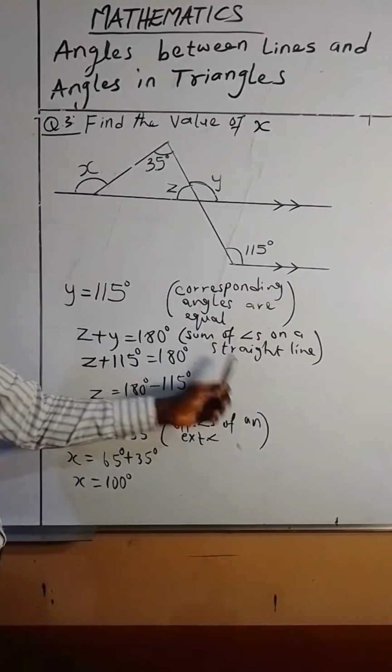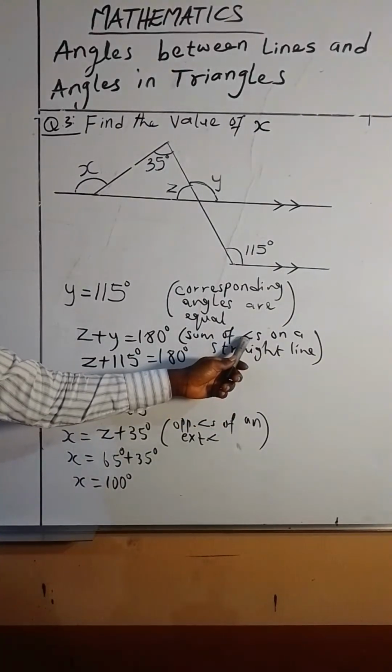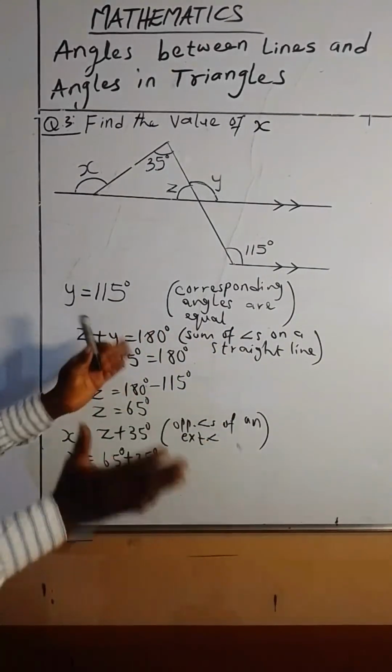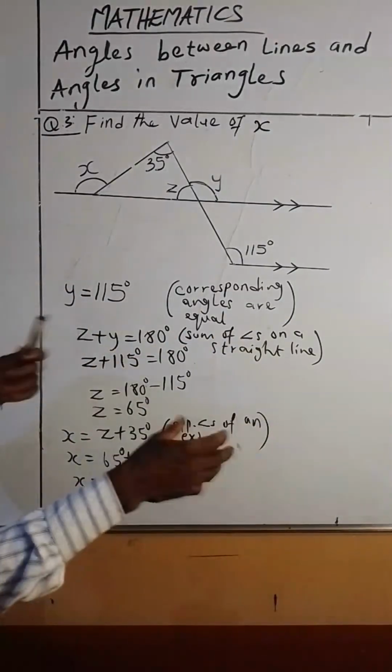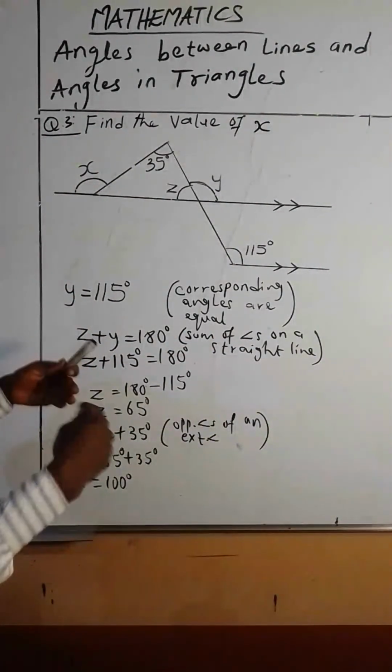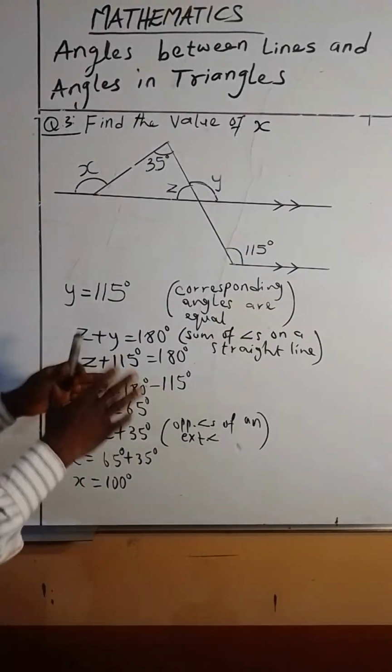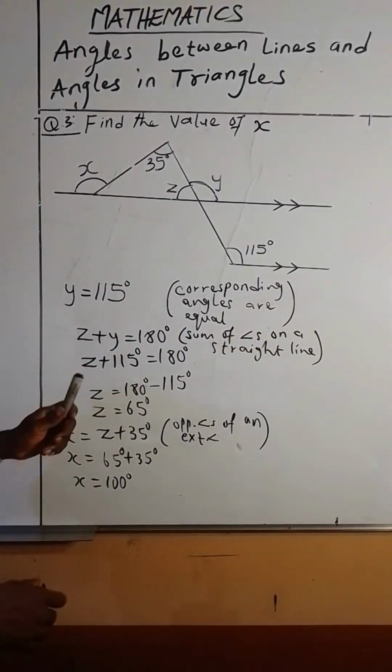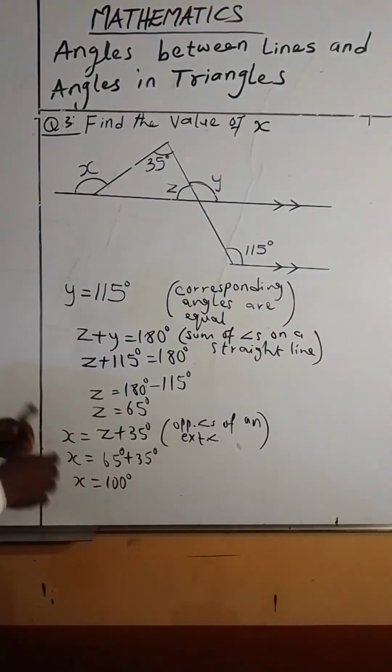And these angles must be adjacent. Please take note. If they are not adjacent, if they are far apart, if they are not meeting at the same point, they are not equal to 180 degrees. We are going to handle that problem in our subsequent class or live stream.